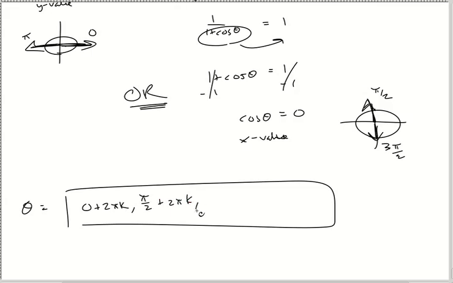So I add my plus 2 pi k to every one of my answers. Of course, I could probably simplify this down anyways. Okay, cool.